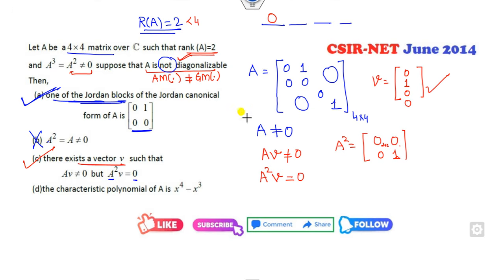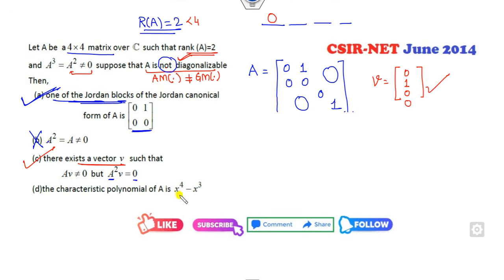The last option is the characteristic polynomial is x cube into x minus 1. Okay, this is the target. Is it the characteristic polynomial? You can see the minimal polynomial I have obtained is x square into x minus 1. So that means one eigenvalue is 1, and x square means the second eigenvalue is also 0. Now, what is the third eigenvalue? What will be the third eigenvalue?